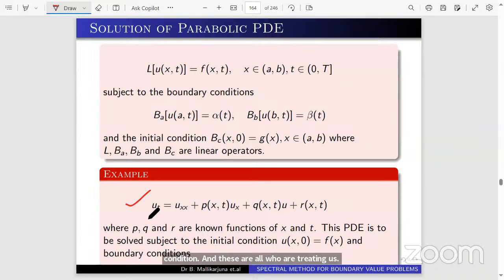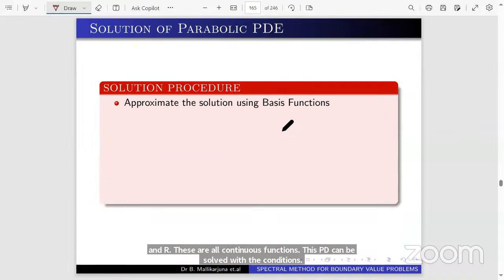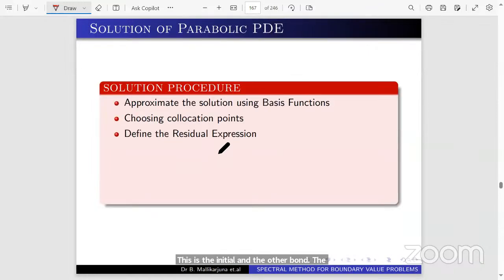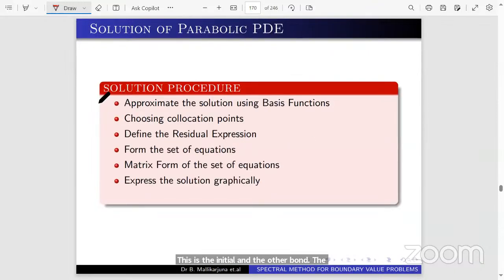Now this is one standard parabolic partial differential equation. P, Q and R are all continuous functions. This PDE can be solved with the initial and the other boundary conditions. The procedure is the same. Approximate the solution, choose collocation points, form the residual, and form the set of matrix equations. After finding the solution, express that solution graphically. Visualize it and see what we get.